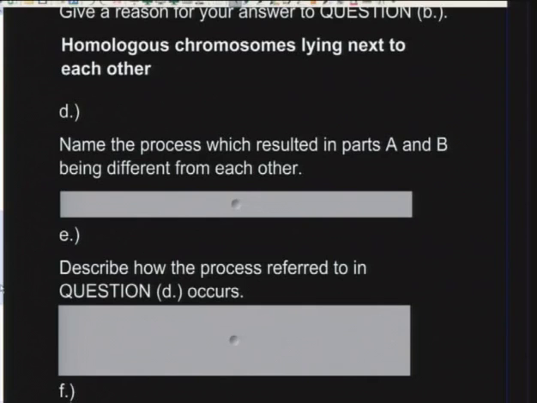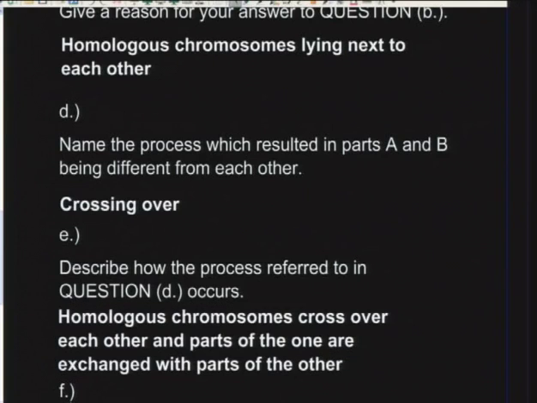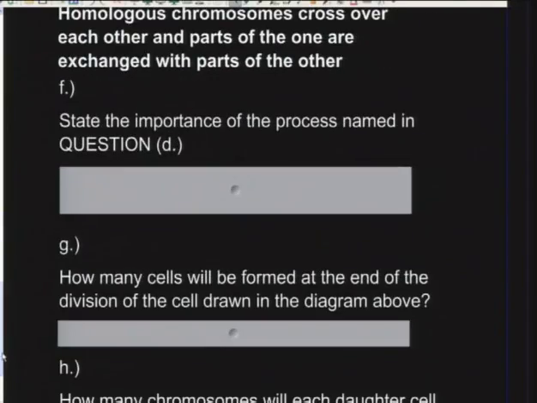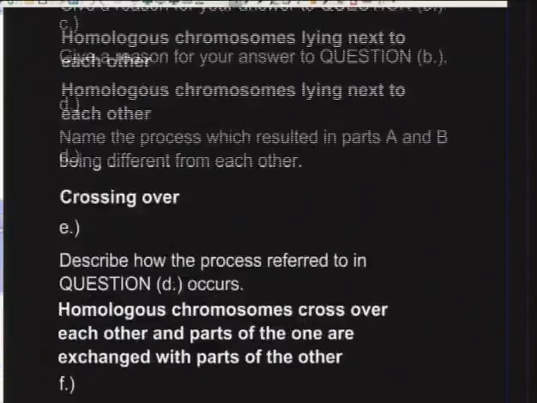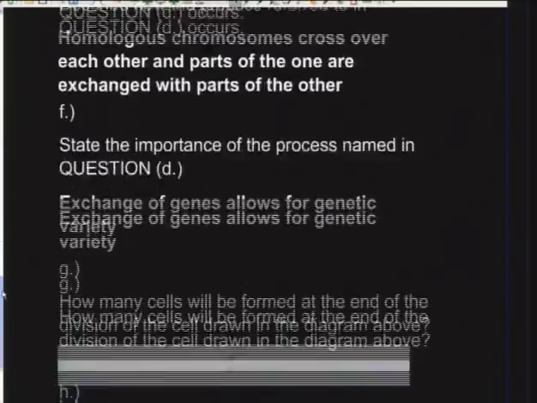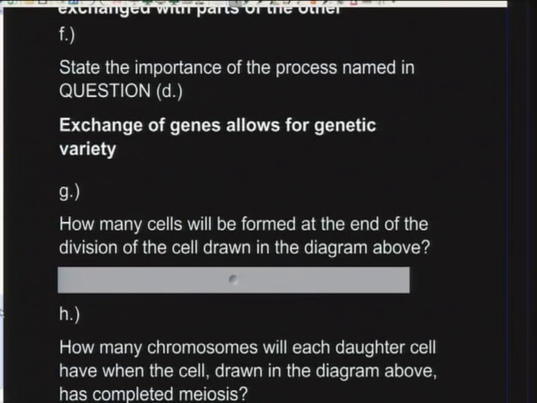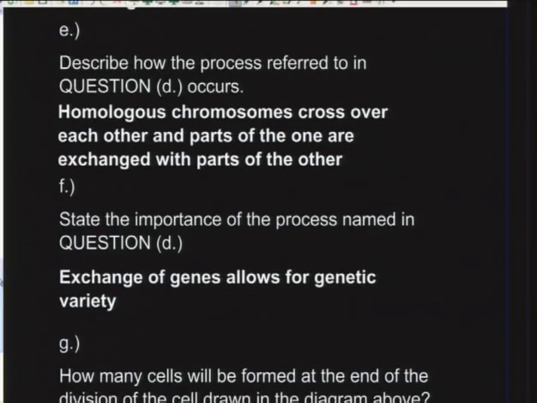Name the process which results in part A being different. Again, from the last one, how does it occur? Homologous chromosomes cross over each other and parts of one are exchanged with parts of the other. State the importance, we've done that already. How many cells, this is an interesting question, how many cells will be formed at the end of the division of cells drawn in the diagram above? 2 cells. Because it was 1, it will become 2 in the first stage.